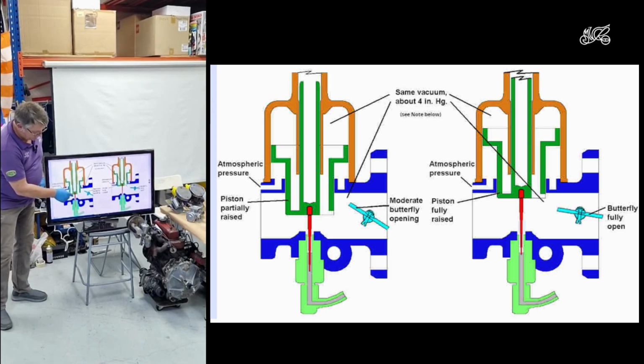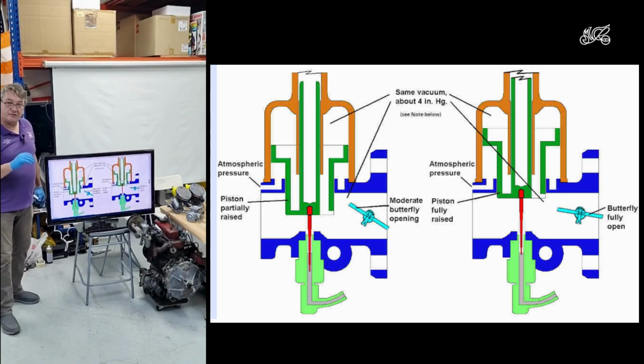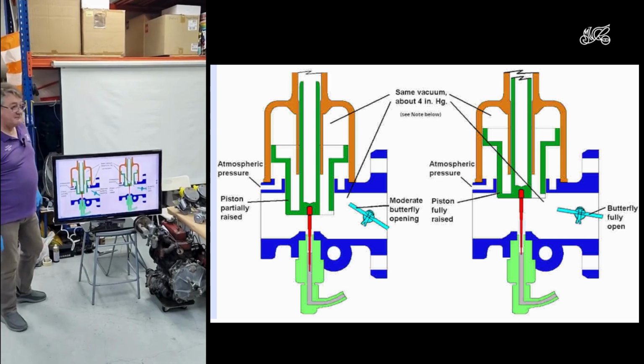And so it reaches a state where the pressure in this area is the same no matter what the engine speed is. Yeah, so it's a constant depression. So the pressure stays the same. The choke changes in size with engine speed.